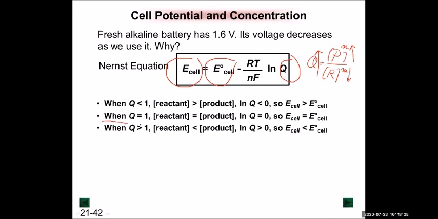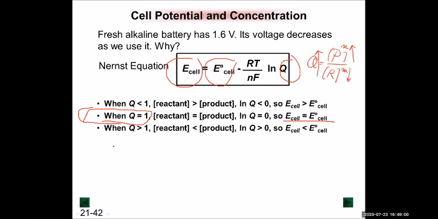When the quotient equals 1, by the way, that's standard condition: if all the reactants and products have the concentration or pressure of the standard state, which means 1 molar, 1 atmosphere, then the quotient will equal 1. And then when the quotient equals 1, these two will be equal. Because when all the molarities equal 1 molar, or pressure is 1 atmosphere, the quotient is 1, and that is the standard state. So they will be equal.